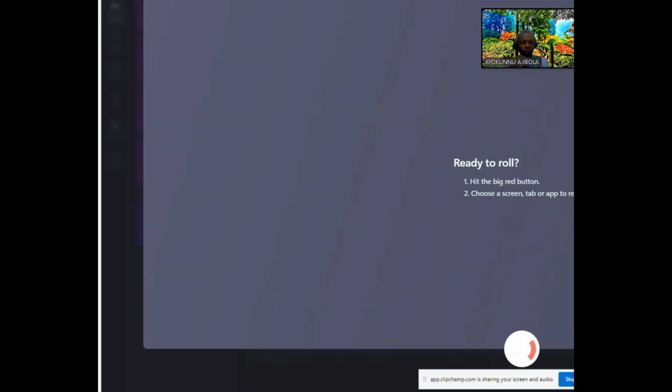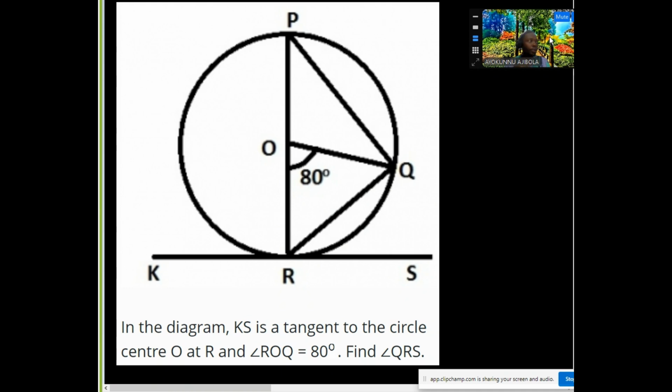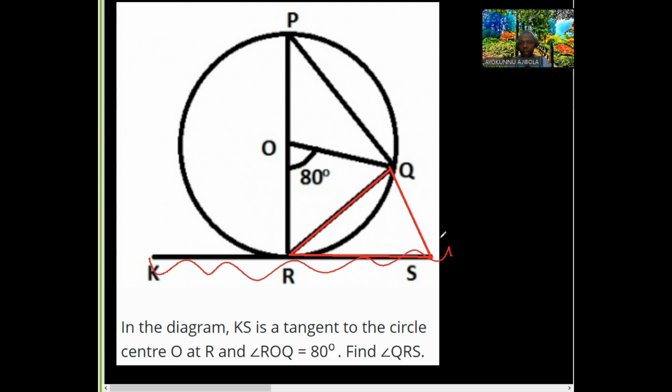So looking at this question, it asks us to find angle QRS. Now, before we can talk about QRS, QRS needs to form a triangle somewhere here, okay? Like this. But it's not totally in that circle. It doesn't matter. Whenever you see a straight line touching a circle, think about tangent.